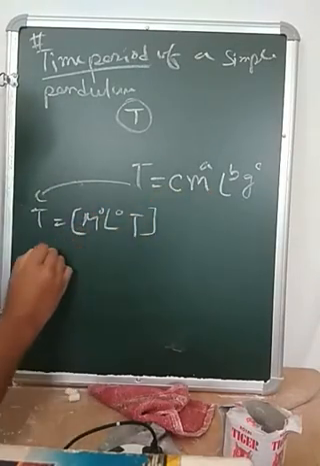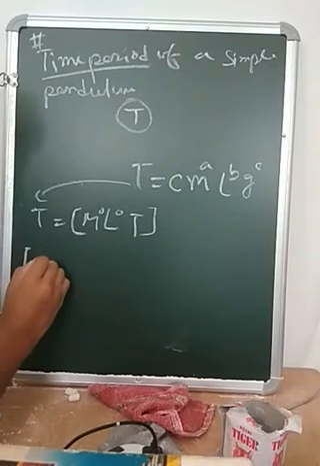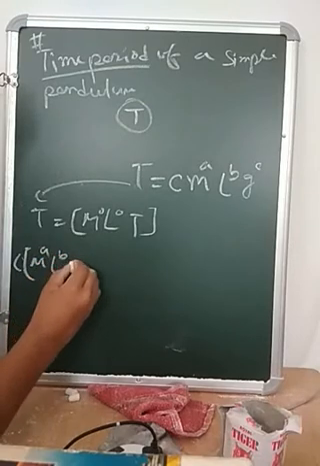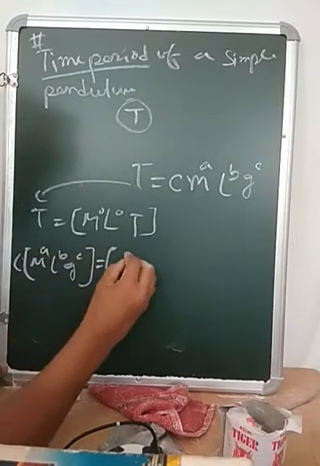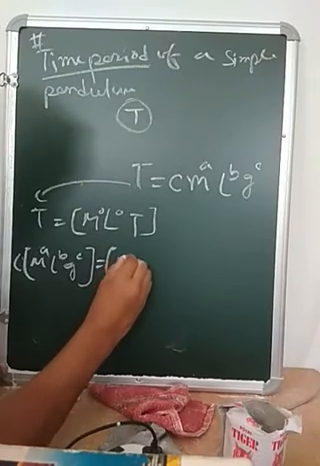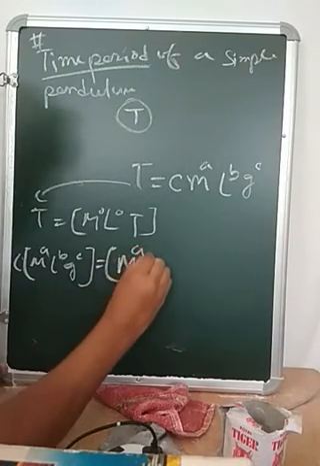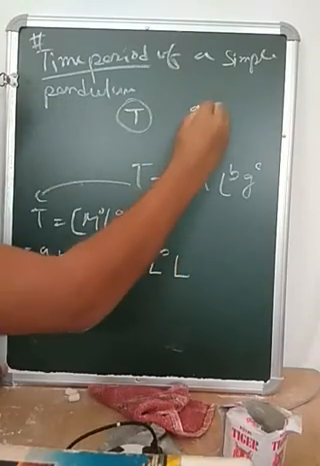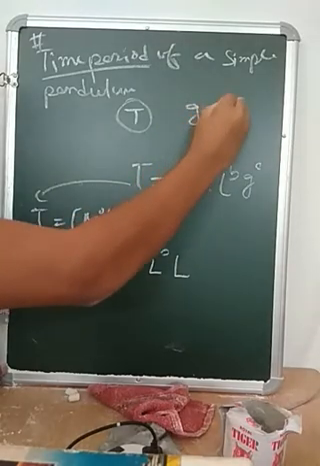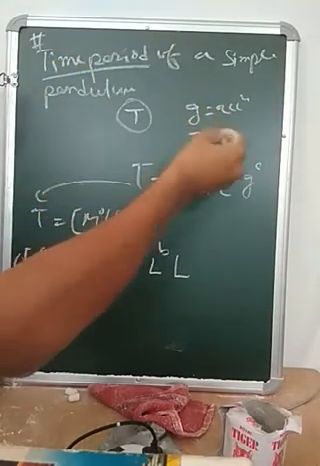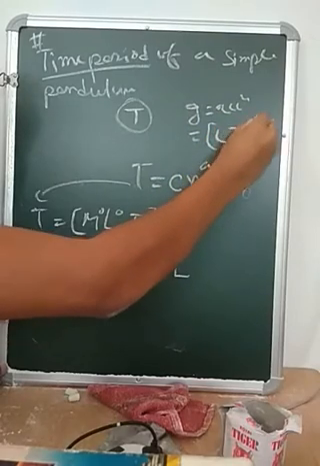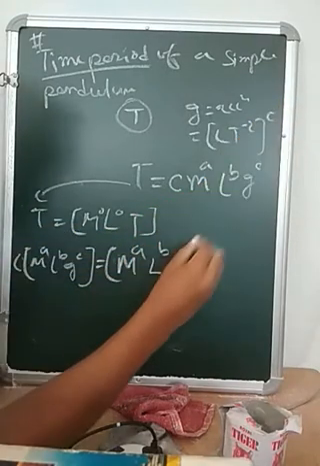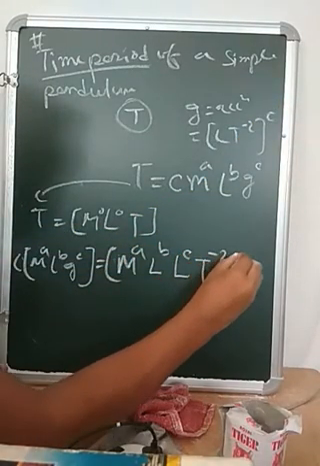Now the dimensional formula of the right hand side: k, m to the power a, l to the power b, and g to the power c. What is the dimensional formula of this? m to the power a, l to the power b, and for g, what is g? This is acceleration. G is acceleration. So what is the dimension of acceleration? Meter per second square, so L T to the power minus 2. With exponent c, it will be L to the power c and T to the power minus twice c.